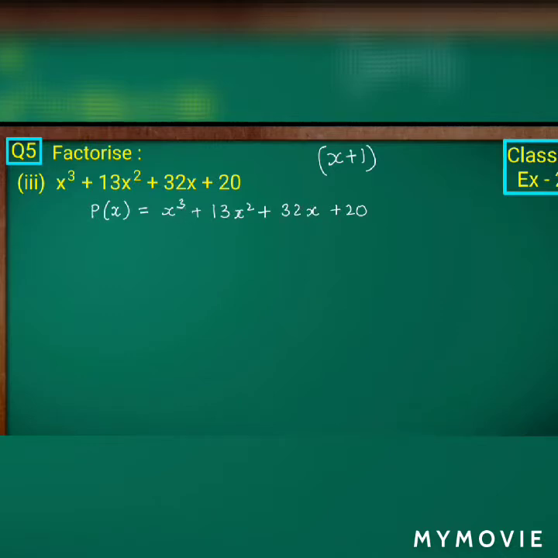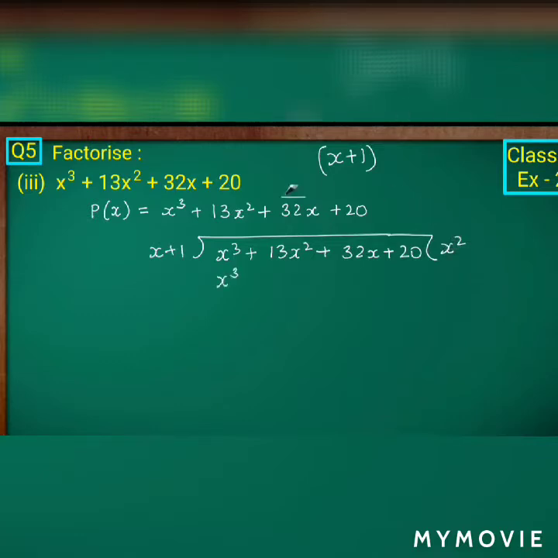Now we have to do the long division method. The dividend is x cube plus 13x square plus 32x plus 20, and the divisor we have got is x plus 1, that is g of x. So now we have to divide p of x by x plus 1. To get x cube, what term do I have to multiply with x? x cube by x gives x square. So x square into x is x cube, plus 1 into x square is x square.